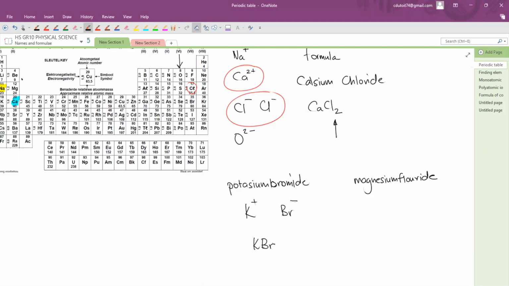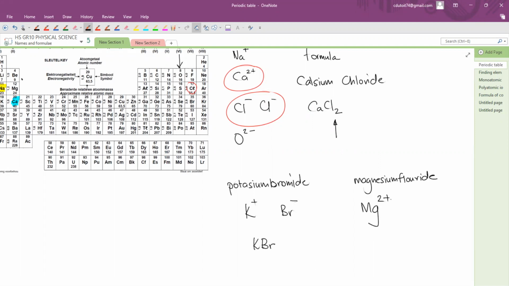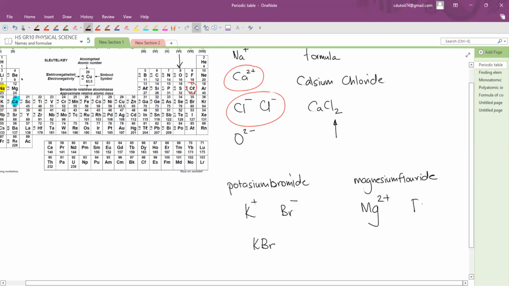Magnesium. Magnesium is in which group? Group 2. Charge on the ion? +2. 2 plus. Then fluoride. Fluorine ions. It's F. -1. It's F, -1. Okay. Formula, please. Mg, F2. F2. Awesome.